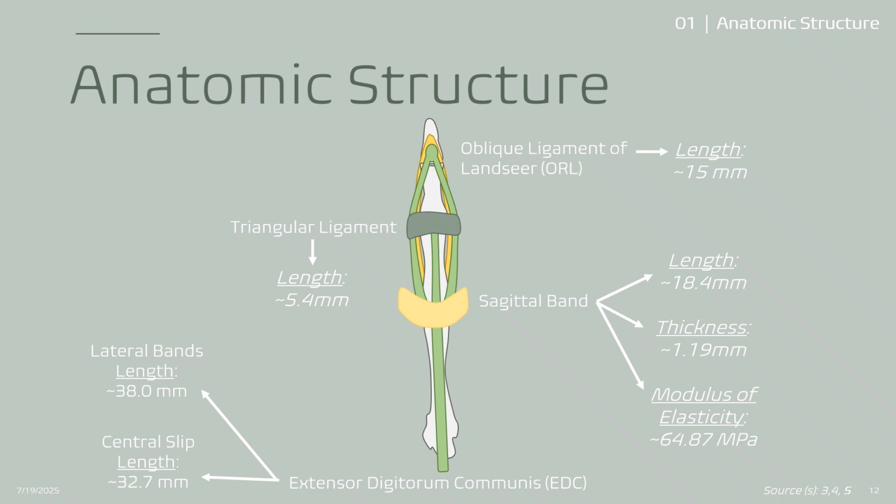So here are a couple of different measurements for these components. The lateral bands are around 38 millimeters each, and the central slip is around 32 millimeters. The triangular ligament is about 5.4 millimeters in length across the joint, and the oblique ligament of Landsmeer, that one is around 15 millimeters. The sagittal band is about 18 millimeters in length, about 1.19 millimeters thick, and this one did have a modulus of elasticity listed, which was 64.87 megapascals.